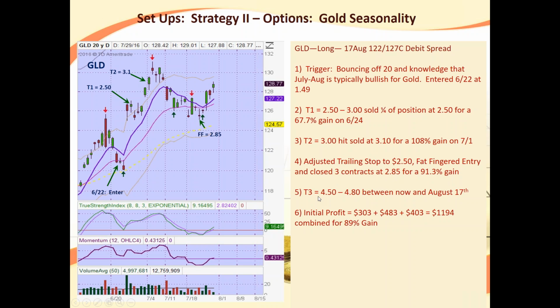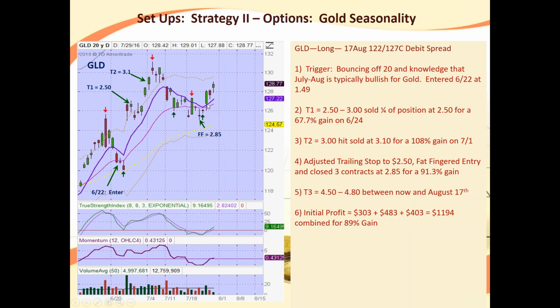So as it stands right now, my T3, I want to continue holding this all the way till August 17th. I want to close it somewhere between $4.50 and $4.80. I'm going to move up my trailing stop again to about $3. That way this will definitely be a profitable trade. And so our initial profit on this particular trade is about $1,194 for a gain of 89%.